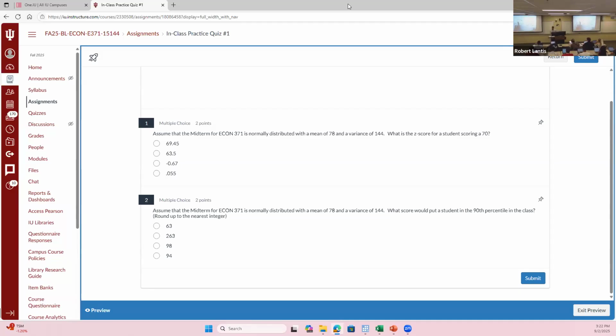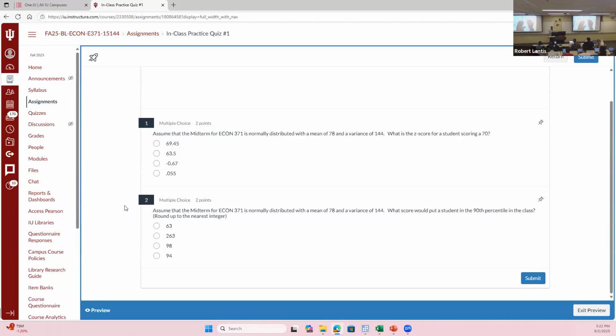The information given to me is that the mean of this test score was 78. The variance was 144. And I wanted to know the Z-score for 70. So for 70, what is my Z-score?